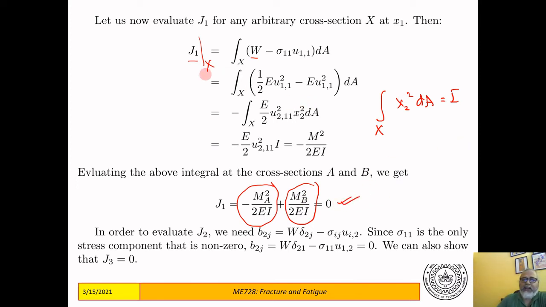So J1 is identically equal to 0 all over the beam, just as we expected, because the beam does not contain any discontinuities. If you try to evaluate J2 and J3, you can similarly see, and I leave it as an exercise, that J2 and J3 are 0 as well. So all the J's are 0. In fact, J2 and J3 are 0 almost trivially. Only J1 you have to prove is indeed equal to 0, and all three turn out to be 0.